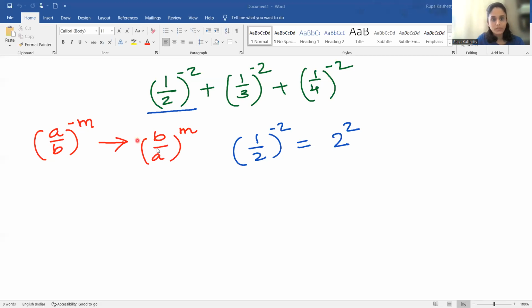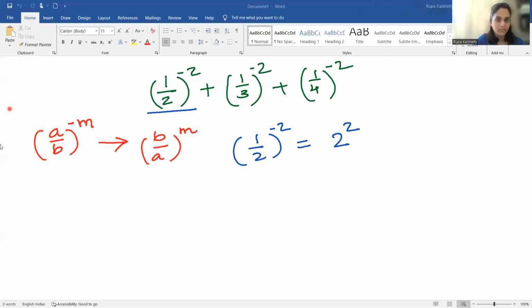See what we are doing here to rewrite this with a positive exponent: you flipped a over b as b over a, and you wrote the opposite sign of negative n, which is positive n. Same you'll be doing here. You will flip 1 over 2, that becomes 2 over 1, but you need not write it as 2 over 1, that can be only 2. And the opposite sign of negative 2 is 2. So it becomes 2 to the power of 2.